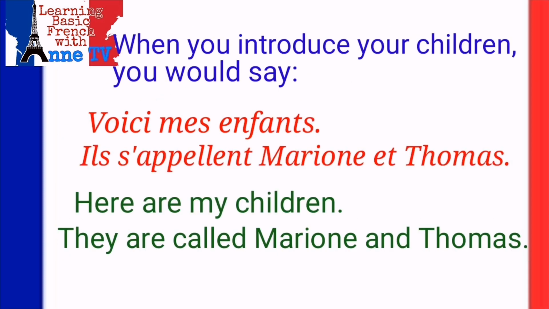Okay, so we also learned to say, here are my children. They are called Marion and Thomas, for example. In French, voici mes enfants, ils s'appellent Marion et Thomas.